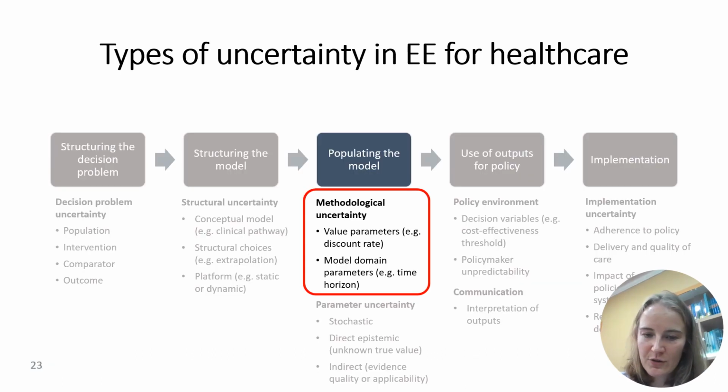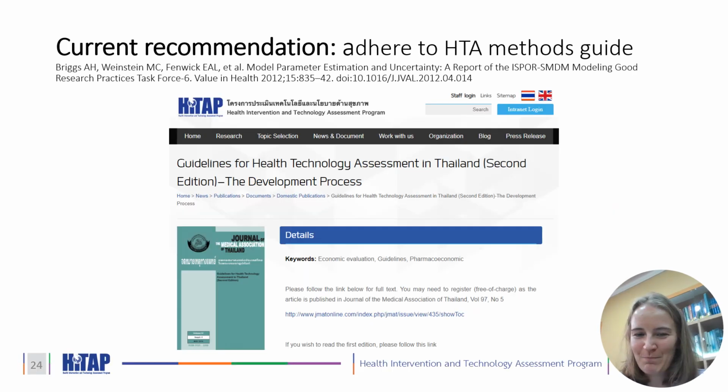And then in terms of methodological uncertainty, so this is your artistic license that you have as a modeler. The normal recommendation, and this is pretty consistent in the health technology assessment literature, is to adhere to a methods guide. So in Thailand, we do have a methods guide for how you conduct health technology assessment and economic evaluations. So here, for example, it does specify that the discount rate for both costs and outcomes should be set at 3%, and then you run a sensitivity analysis at 0 and 6%. So that is what we used.